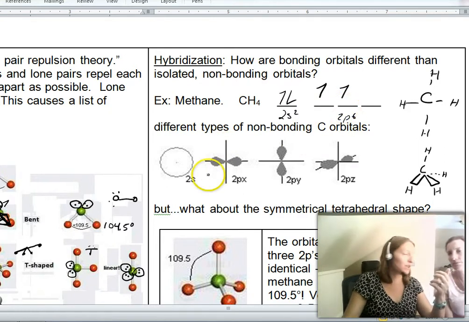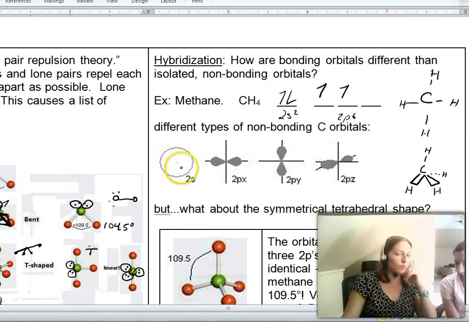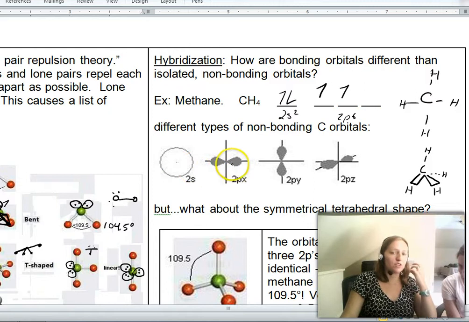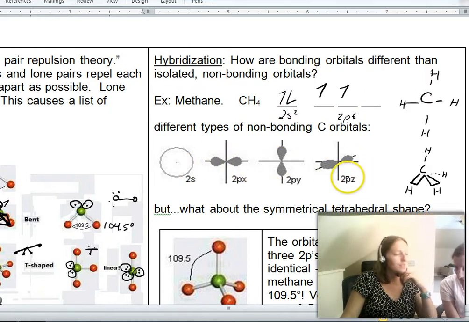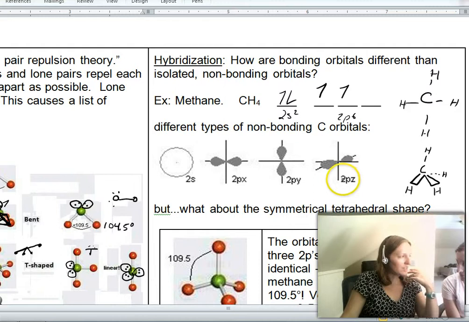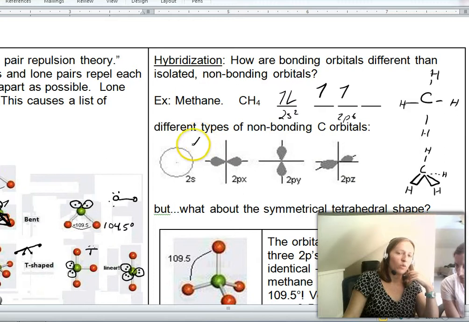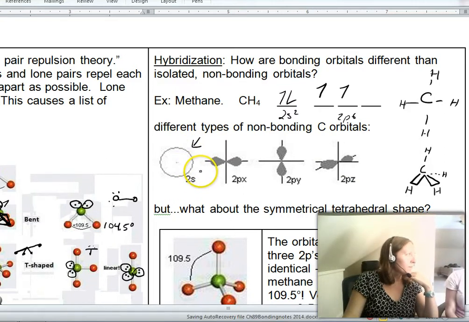And also, they're all different shapes. So the 2s orbital is spherical, and then the 2px, 2py, and 2pz are different. So what is he doing with his electrons? Especially when you consider that they were wondering whether one of the H's is using the s, so it's a different length and shape?